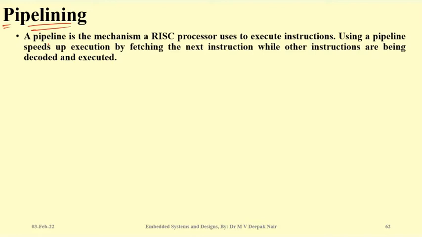So how can we simply understand this particular term pipelining? Pipelining is nothing but a mechanism in RISC processor. RISC means reduced instruction set computer. Reduced instruction set, so it has got small instruction set. RISC processor uses it to execute instructions. So using pipelining, you can speed up the execution. This is the biggest advantage.